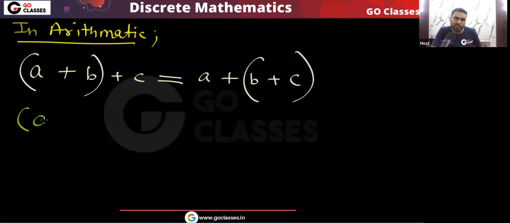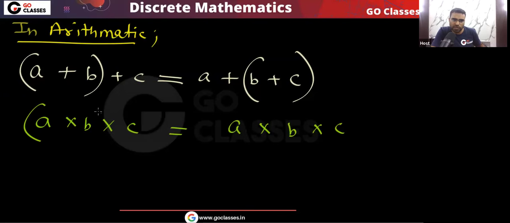The same thing holds for multiplication. A multiplied by B multiplied by C. You can see that whether you do the first multiplication first or the second multiplication first, the result is always the same.